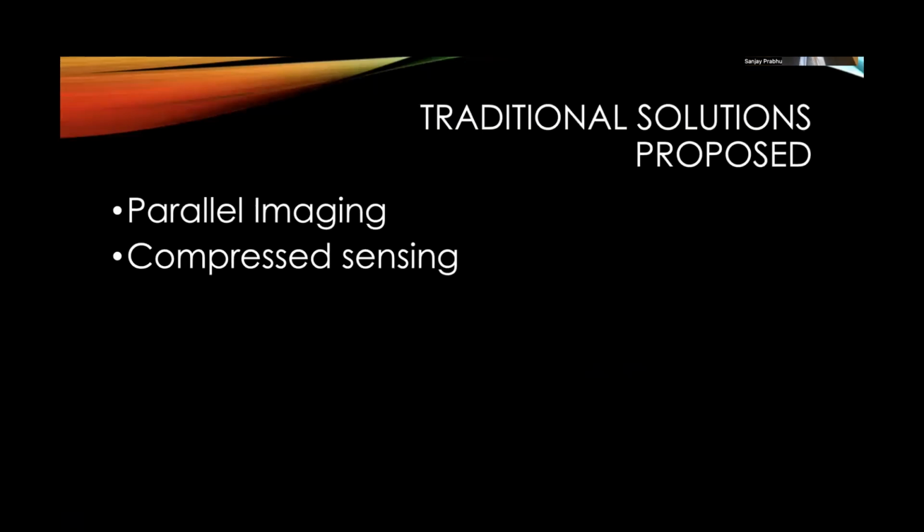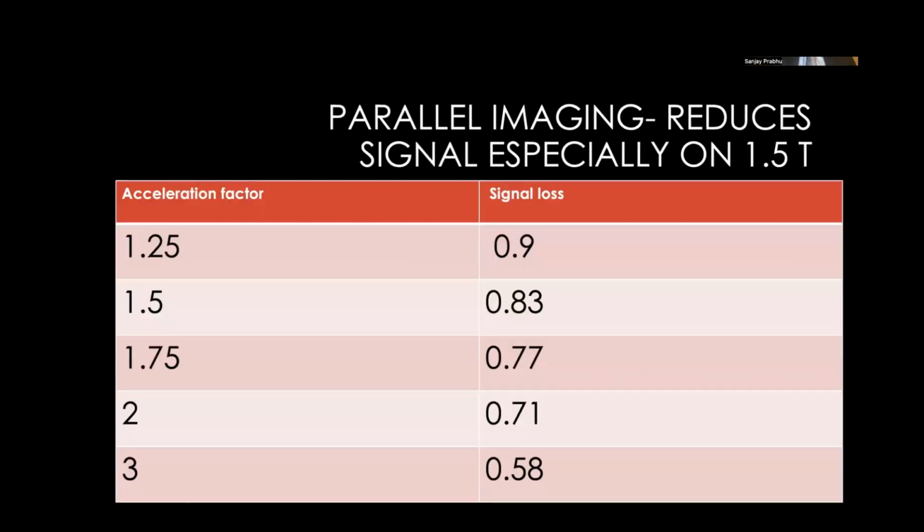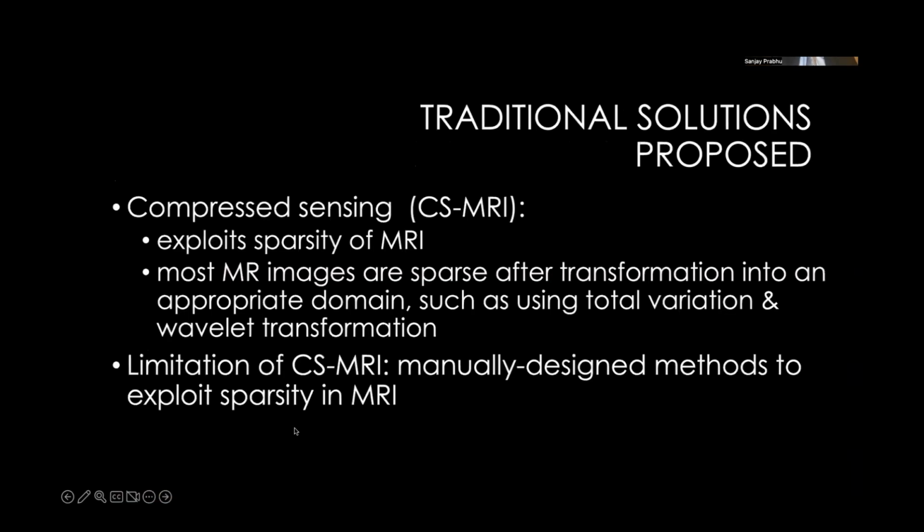Traditional solutions proposed are parallel imaging and compressed sensing. Parallel imaging has a big disadvantage in that as you increase the acceleration factor, there's signal loss, as you can see here. At acceleration factor 1.25, the signal is about 0.9, and the signal loss significantly gets worse as you increase the acceleration factor.